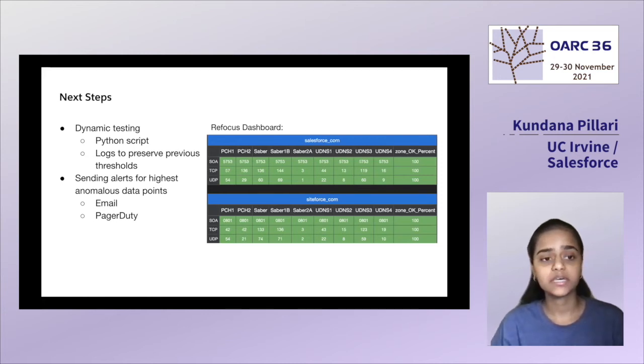The next step in my project was to include dynamic thresholding. This means writing a Python script that periodically calls the model on new data points to generate new thresholds and then integrates them back into the Refocus dashboard, which is our monitoring system at Salesforce, and also having logs to preserve previous thresholds. Additionally, another idea was to send alerts for the highest anomalous data points, through email or PagerDuty.